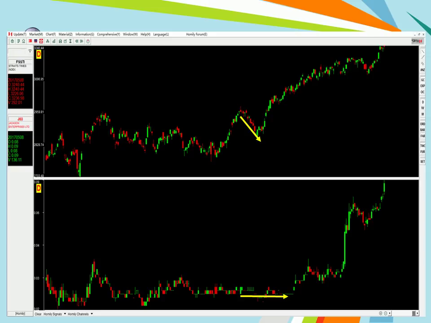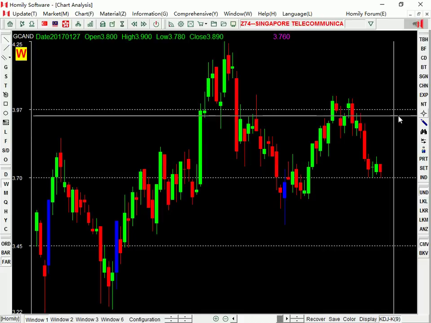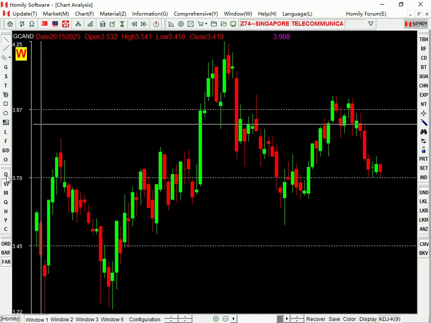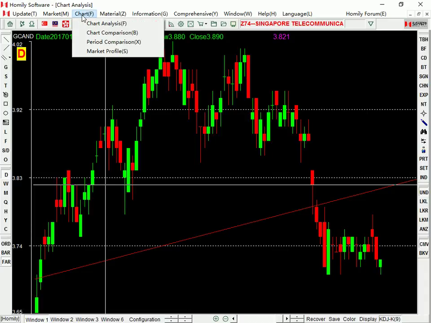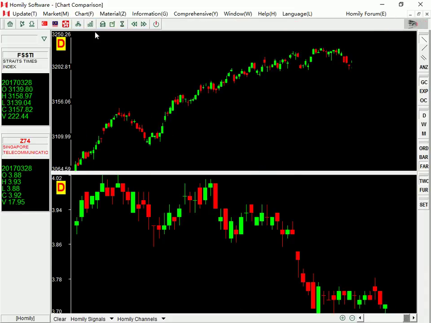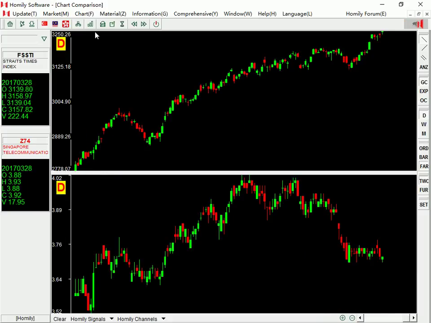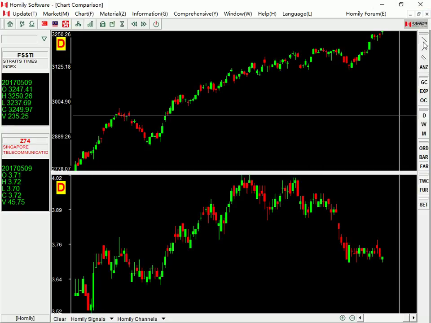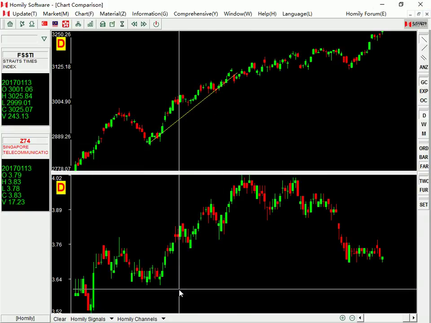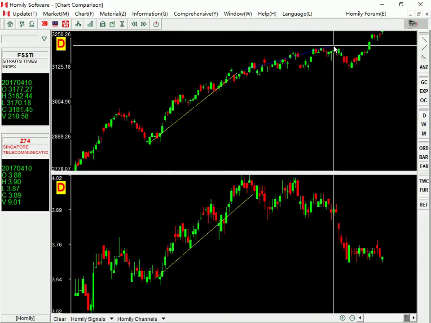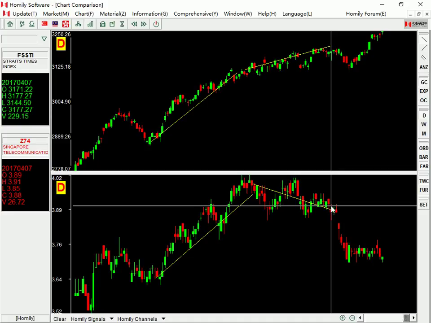Okay, so let's check how to do that. Firstly, we click chart, then chart comparison. So this is the stock. Firstly, let's judge whether this stock is strong or not. How to confirm? We can see here, the market goes down, the share goes down. The market continues to go up, the share goes down. What does that mean? Weaker than the index. So if the market goes up, can we buy this stock? Cannot. If we buy around here, we cannot make money because this stock is still sideways.